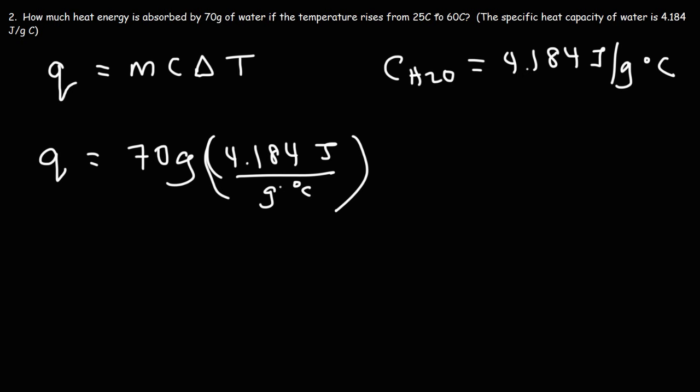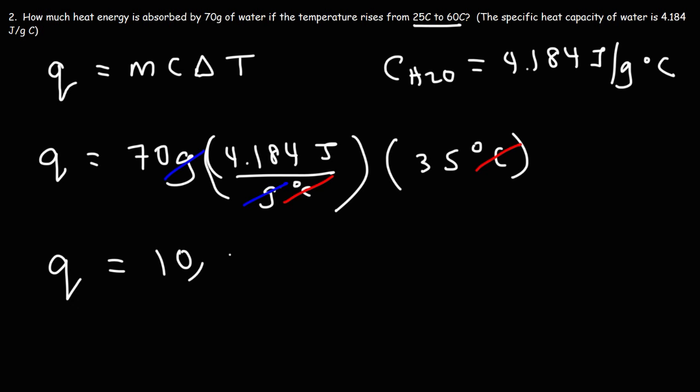And the change in temperature, 60 minus 25, is 35 degrees Celsius. So the temperature goes up by 35. Note that we can cancel the unit Celsius and the unit grams. So Q, we're going to get it in the unit joules. So it's going to be 70 times 4.184 times 35. And so the answer is 10,250.8 joules. Now we can convert that to kilojoules by dividing this number by 1,000.